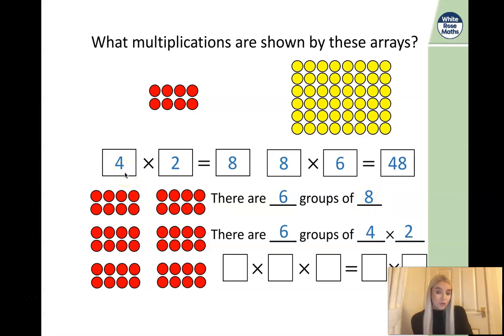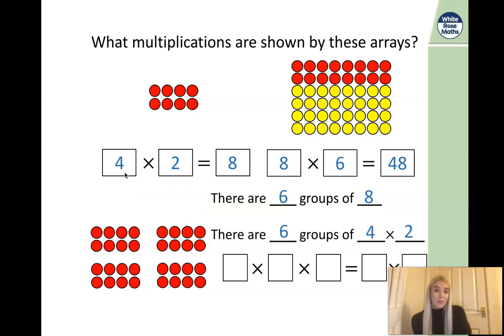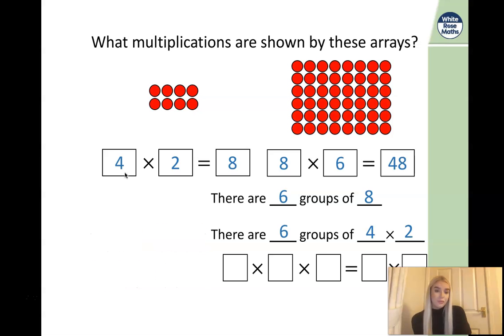We could still also use these red cubes and make the yellow cube by adding the 6 on, by multiplying them on. So our new multiplication using 3 numbers would be 4 multiplied by 2 multiplied by 6, giving us the same as 8 multiplied by 6. It's the same.